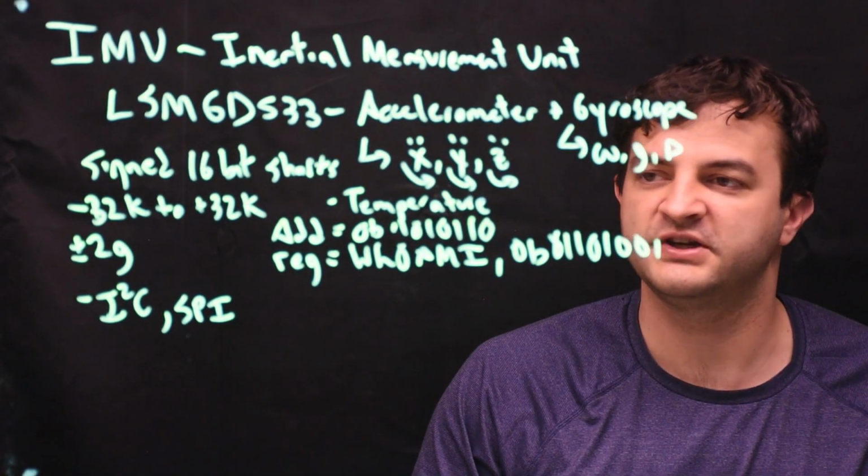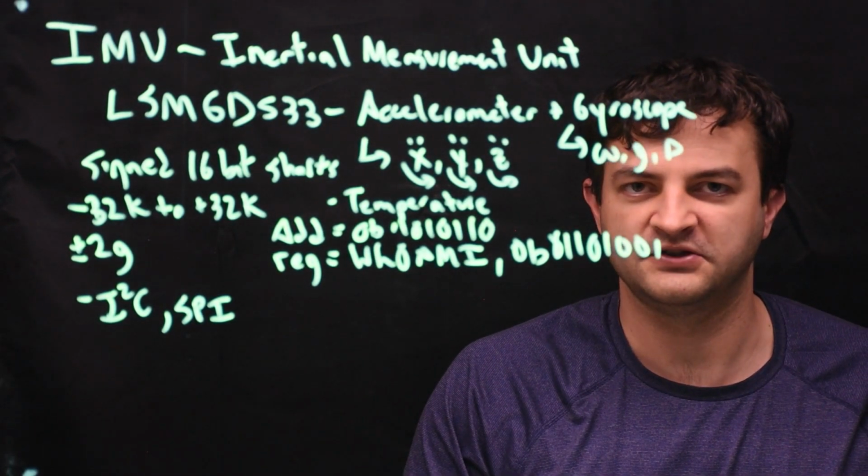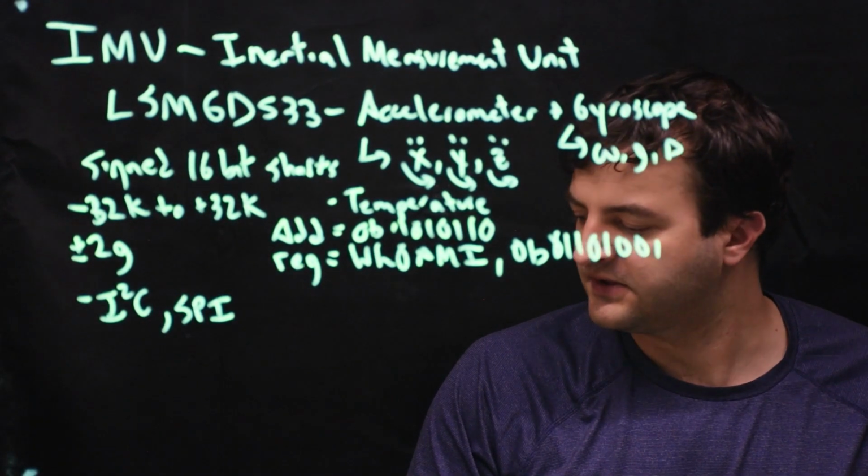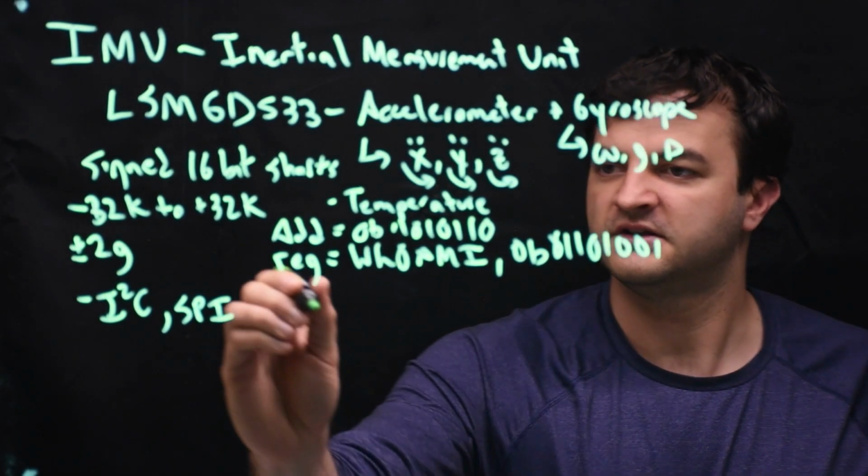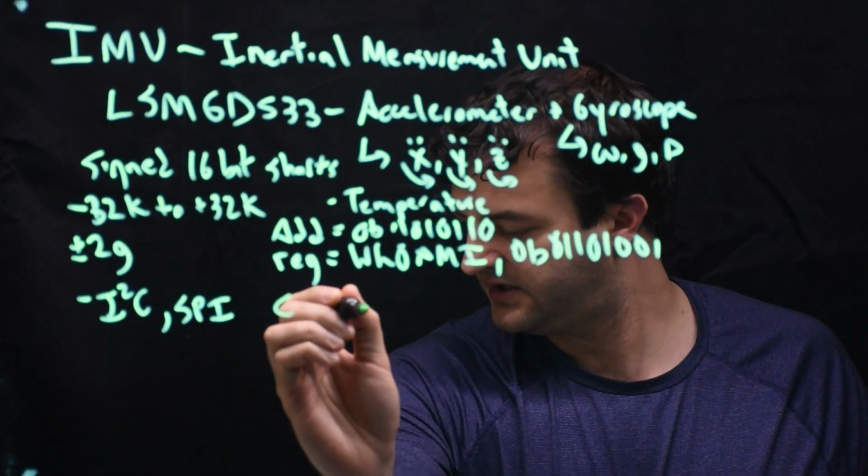So what else do we have to do to initialize this chip? It's actually got a lot of cool features. We'll look at the data sheet in a second. But there are three important registers to write to. The first is called Control 1.